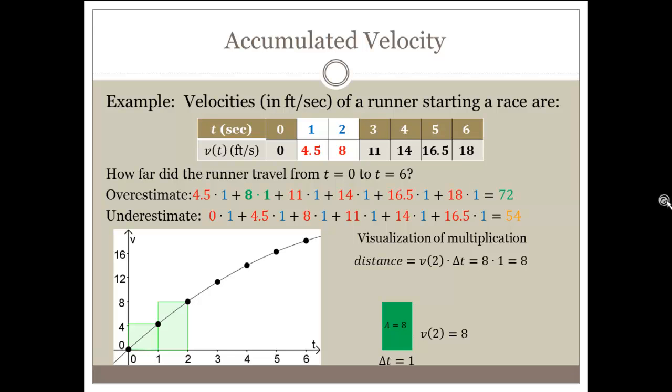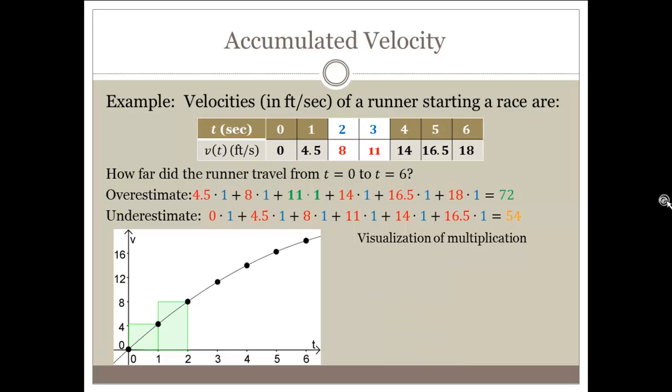Repeating this process, we can visualize the distance traveled over the time interval from 2 to 3, which is given by the calculation v of 3 times delta t, or 11 times 1, with a rectangle of height 11 and width 1, for an area of 11. This rectangle of area 11 can be added to our graph over the time interval from 2 to 3.